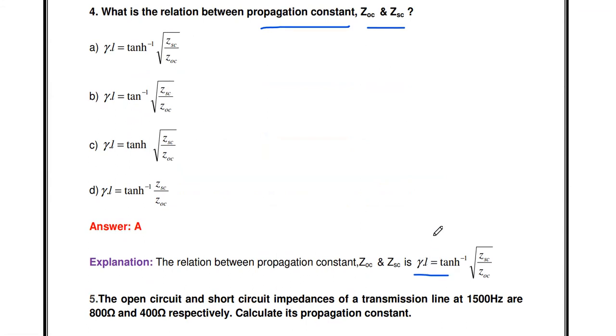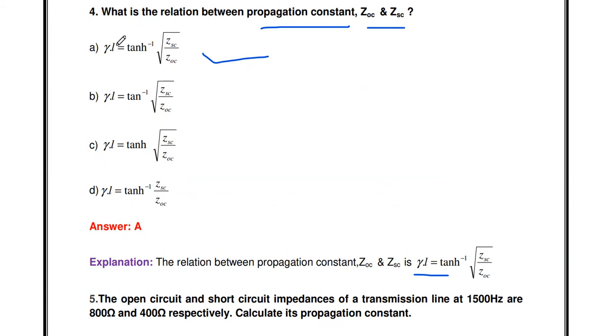If you are considering the length equal to unity, then the propagation constant eta equals tanh inverse of square root of ZSC divided by ZOC. Okay, so this is the correct answer. So A is the correct answer.